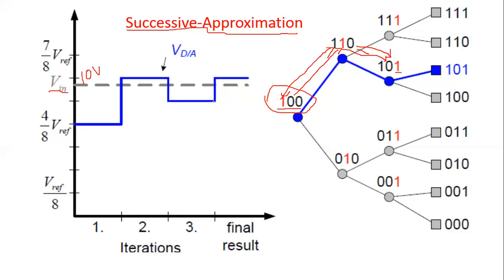This 101 is again compared with the dotted line. Now the dotted line is more. Dotted line is more means you have to keep it as it is. The red bit will be kept as it is. So then we'll get 1001.